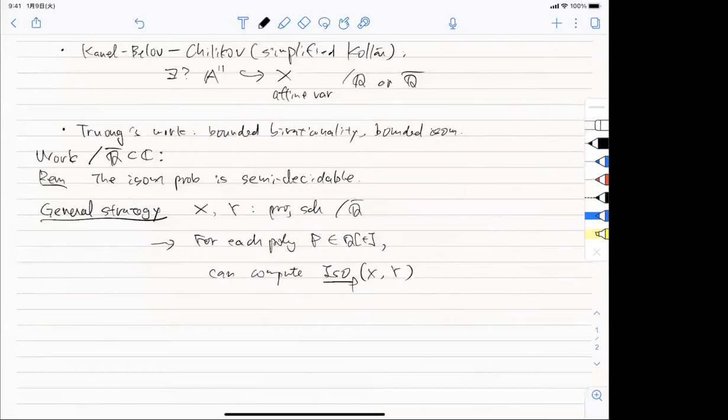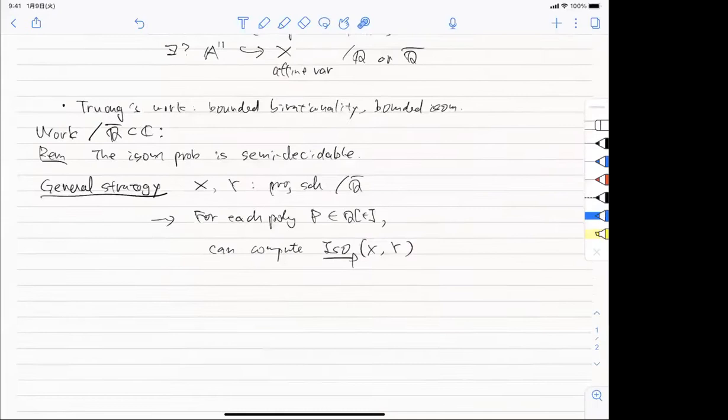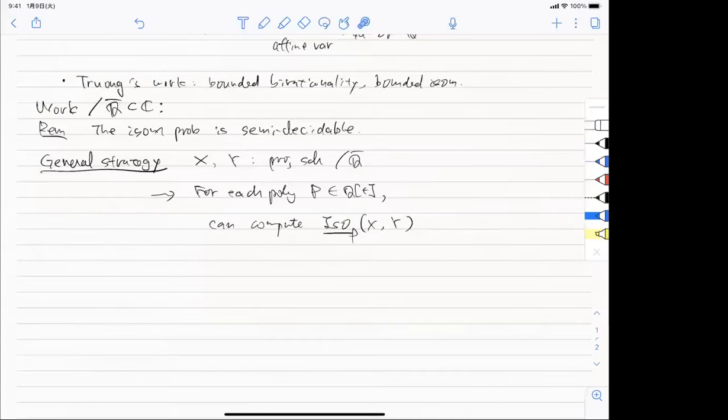So here we have subscript P. And this is some component, some piece of the total Isom scheme, which is the moduli space of isomorphisms from X to Y. But there are countably many polynomials, and there may be countably many components of Isom schemes. And so it's impossible to compute the entire Isom scheme at once.